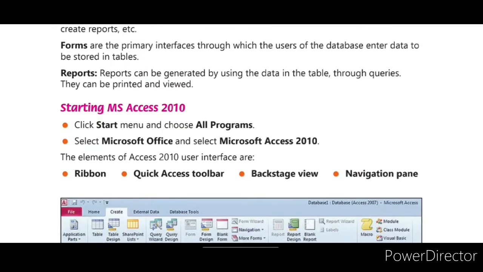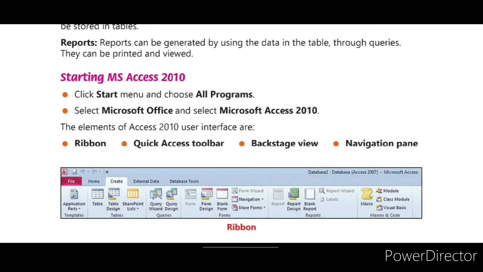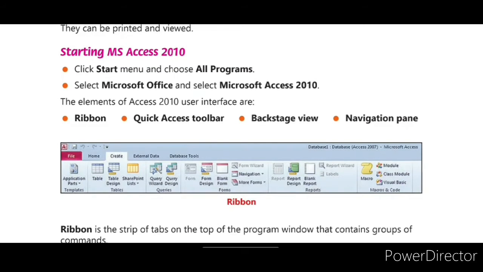So today we are going to see 3 topics: how to start MS Access, how to close MS Access, and how to save the database. First we'll be looking into starting MS Access 2010. So how do we start? Click start menu, choose all programs, select Microsoft Office and select Microsoft Access 2010.